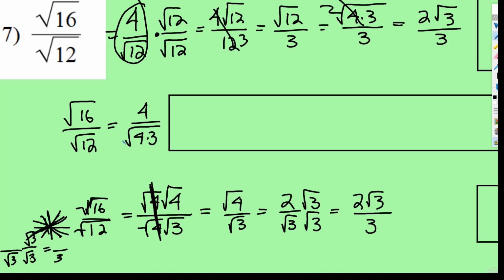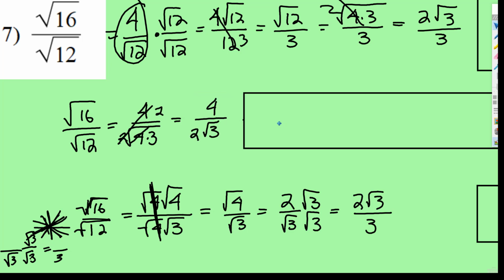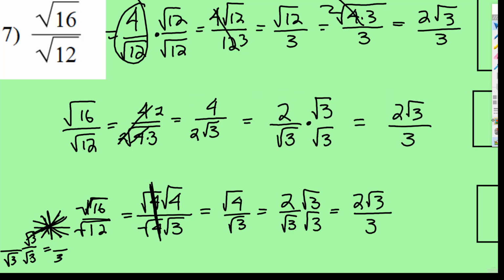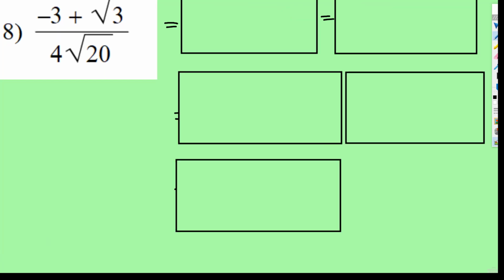And then finally, right away, you could simplify this whole thing by saying the square root of 16 is 4, and the square root of 12 is root 4 times root 3. Simplify that. Square root of 4 is 2, and then 4 divided by 2 is 2. So then you end up with 4 over 2 root 3, which simplifies to 2 over root 3, and then you multiply top and bottom by root 3. So use whichever method is easiest.